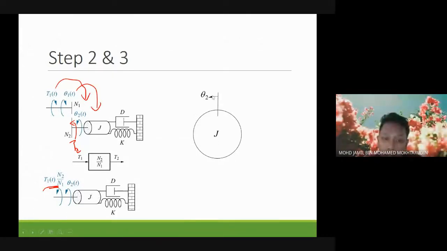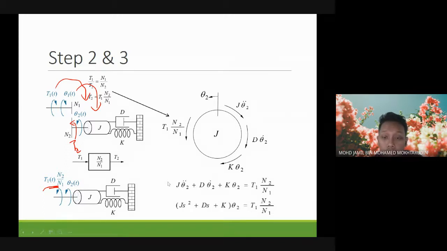So theta 2 is counterclockwise. And then we have the torque, the inertia J, and the damper and spring. So the three torques here will act clockwise, against the theta 2 direction. And then we add the torque T2, which is T1 times N2 over N1, so the direction is the same as theta 2. So this is the free body diagram of the system.